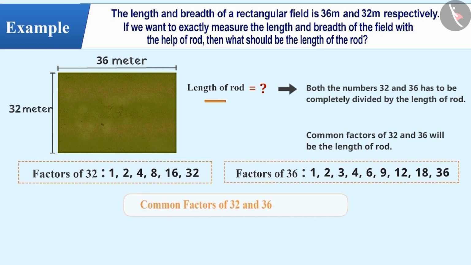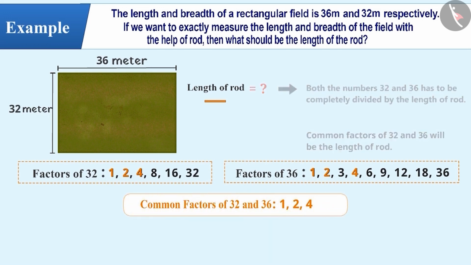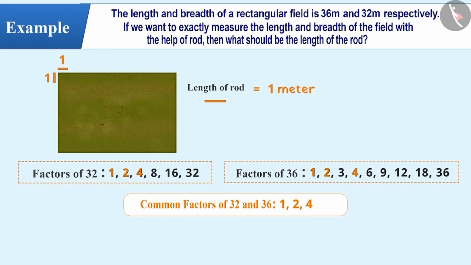Now, let's find the common factors of these numbers. 1, 2, 4 are common among the factors of 32 and 36. Therefore, they are common factors of 32 and 36. That means if the length of the rod is 1, 2 or 4 meters, only then it can measure the length and breadth of the rectangular field completely.